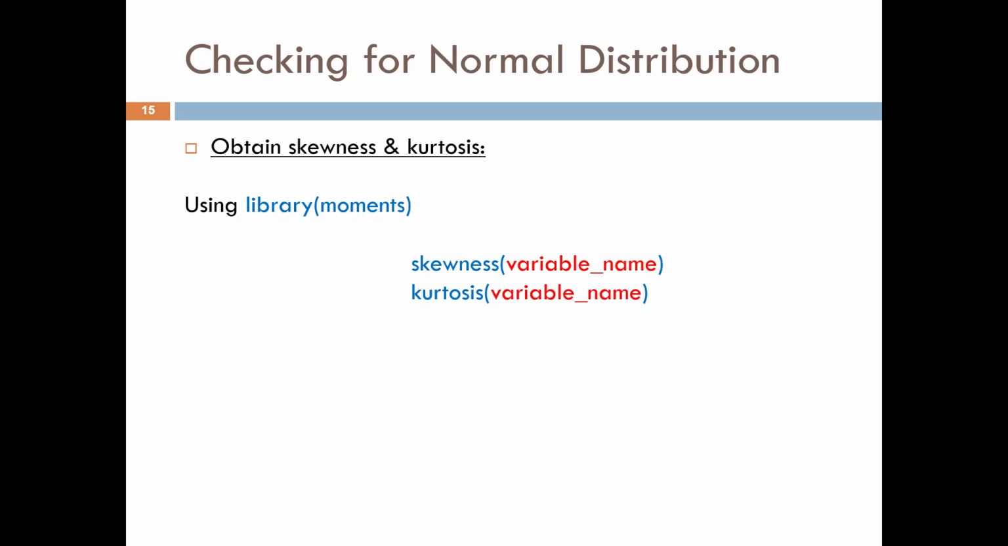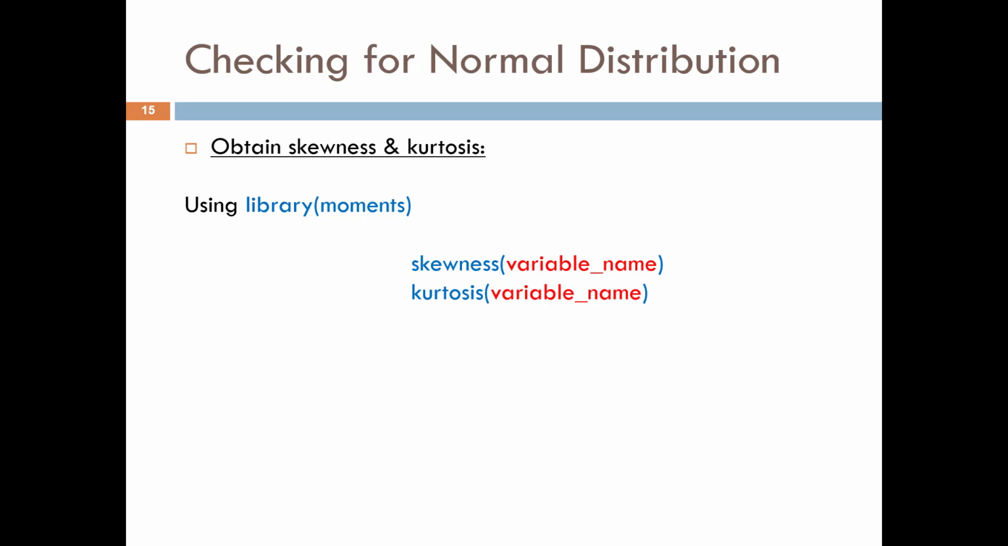Now in RStudio, you can request the values for skewness and kurtosis, but you first need to install and open the package Moments, and so you will want to do that. And then once you open it up using library, you can use skewness and kurtosis functions to get those values.